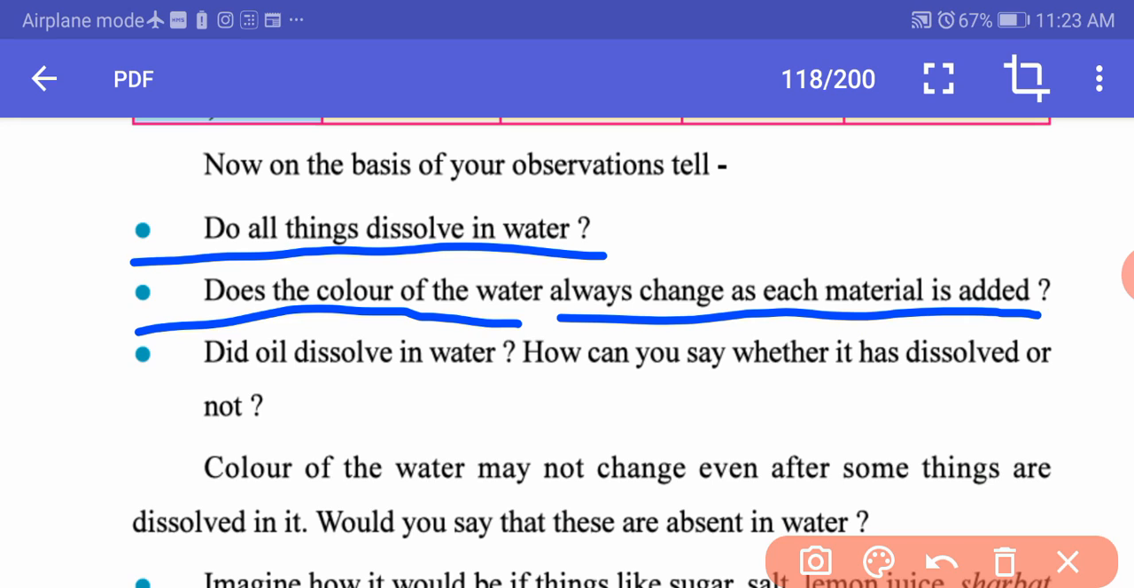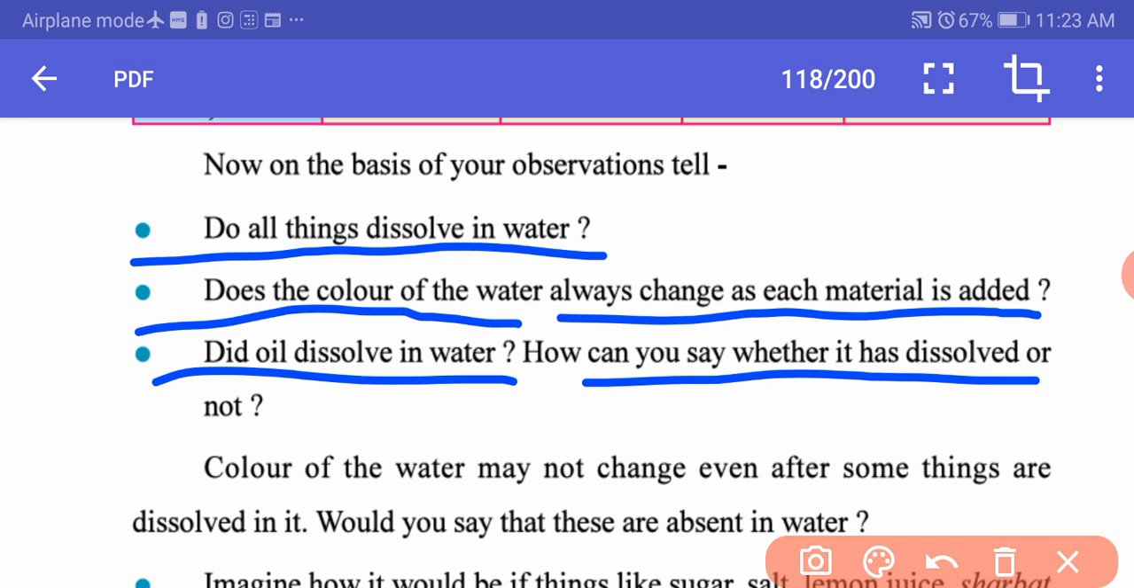But if you add saffron, then the color of water will change. Did oil dissolve in water? No. How can you say whether it has dissolved or not? We can say that oil does not dissolve in water as the oil floats on the water. That means if it is dissolving, it will settle down, and if it is not dissolving, it will come up and float on the surface of the water.